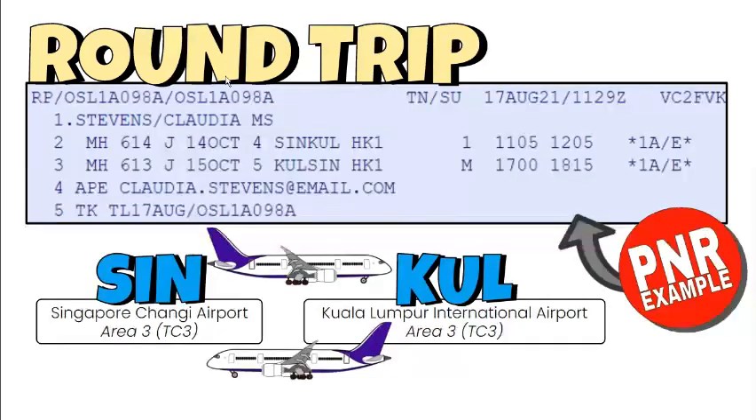Our next simple flight itinerary is called round trip or a return trip. It is described as flying from your origin to your destination and back to your origin. Your destination could also be referred to as your point of turnaround. For example, this PNR shows a return itinerary. The outbound is on October 14 from Singapore Changi Airport going to Kuala Lumpur International Airport. The inbound flight is on October 15 and both flights will be with Malaysia Airlines.